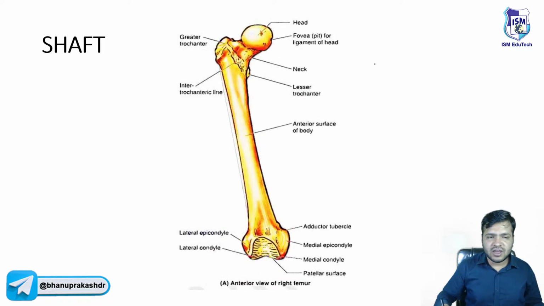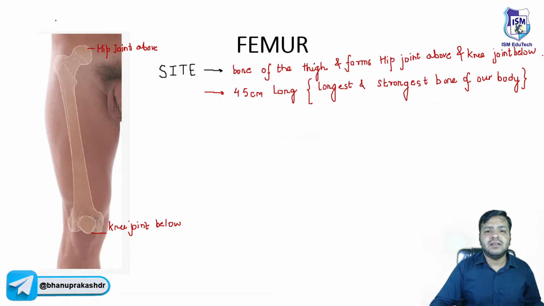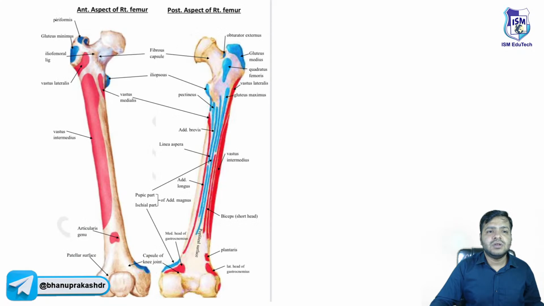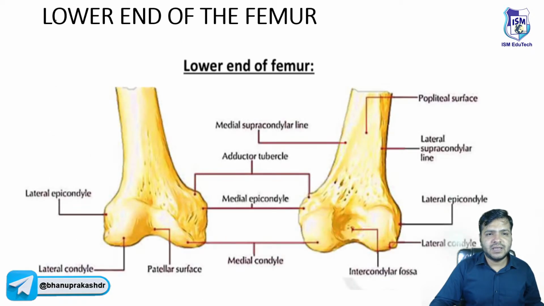I hope the shaft region is clear. The upper end is clear. I have already discussed the upper end in detail. Right now, coming on to the lower end beta, the lower end of the femur. I will be discussing other parts also.